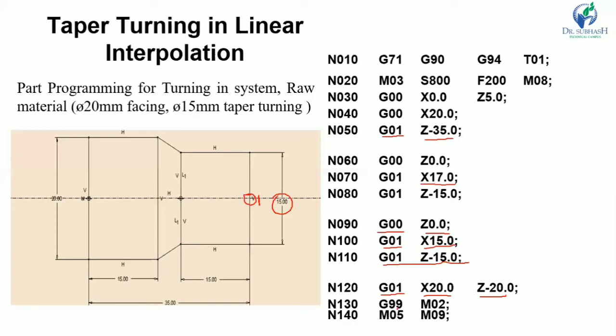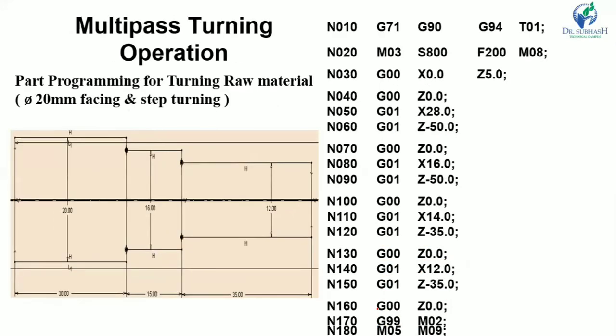So now end of program. By this way you can perform the taper turning operation in linear interpolation. Now let us understand one more example, multi-pass turning operation.